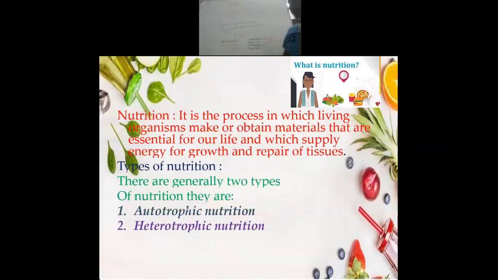So, as you can see, there are two types of nutrition: autotrophic nutrition and heterotrophic nutrition. In autotrophic nutrition, these organisms get their food on their own. They do not depend on any other organisms. While in heterotrophic nutrition, these organisms depend on other organisms. In heterotrophic nutrition, we again have three types: parasitic nutrition, saprophytic nutrition, and symbiotic nutrition.